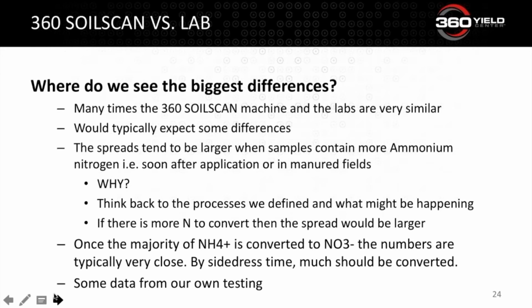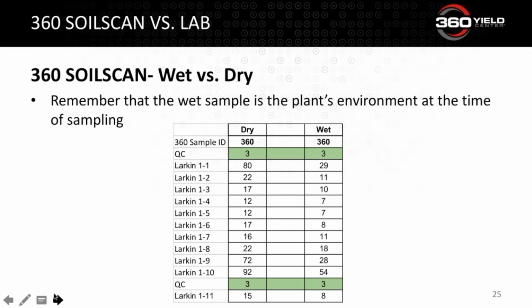We did some testing to check on this, and here's what we did. I have 2 slides I want to share with you. In the previous data I showed you, we were really talking about handling. Now we were talking about process and trying to find out, are the processes different? So we took a sample, and that sample is the wet 360. In other words, we tested it just like we normally do with the SOILSCAN machine. We pulled the sample, ran it through the machine, got the results.